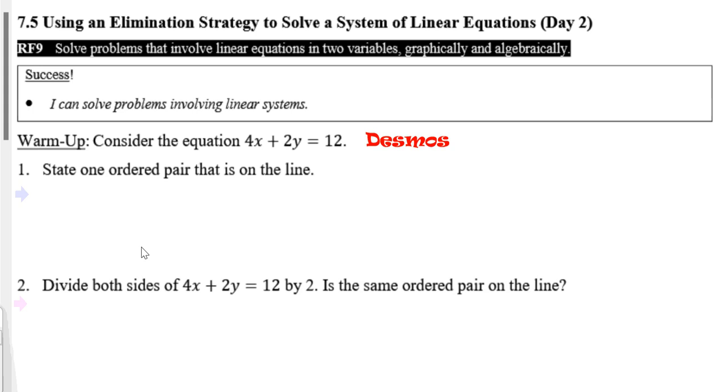In lesson 7.5, in the first part, we looked at how to solve a linear system using the algebraic method called elimination. And in this lesson, which will be part 2 of 7.5, we're going to mostly focus on application questions.